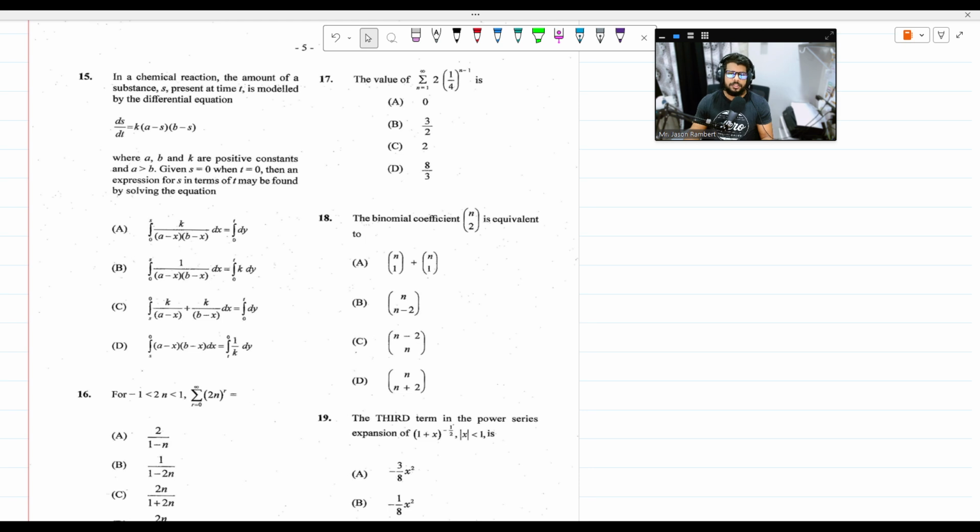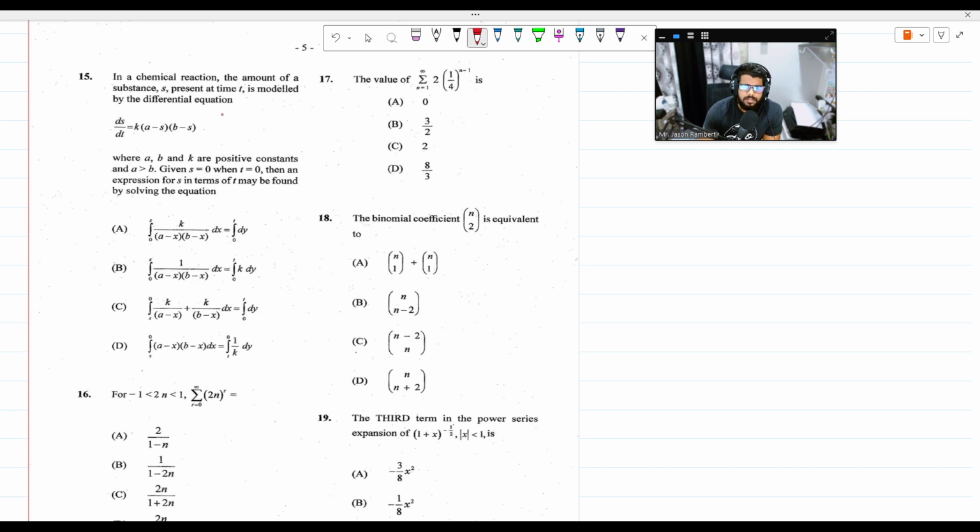In a chemical reaction, the amount of a substance S present at time T is modeled by the differential equation dS/dT is equal to this, where A, B, and K are positive constants and A is greater than B. Given that S is equal to 0 when T is equal to 0, an expression for S in terms of T may be found by solving the equation. So basically, they want us to solve this differential equation, but instead of using S and T, we're using y and x.